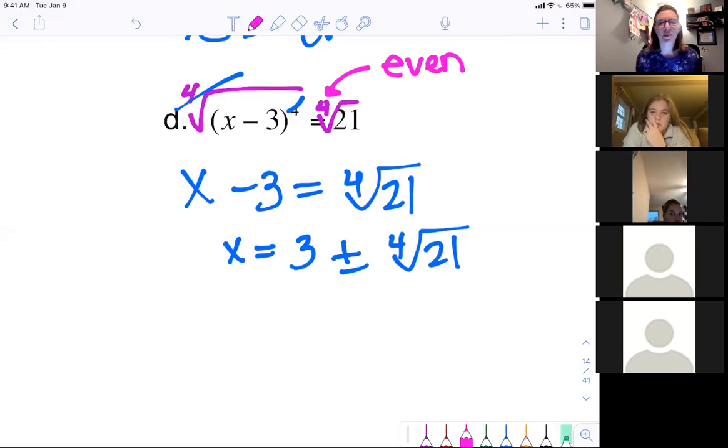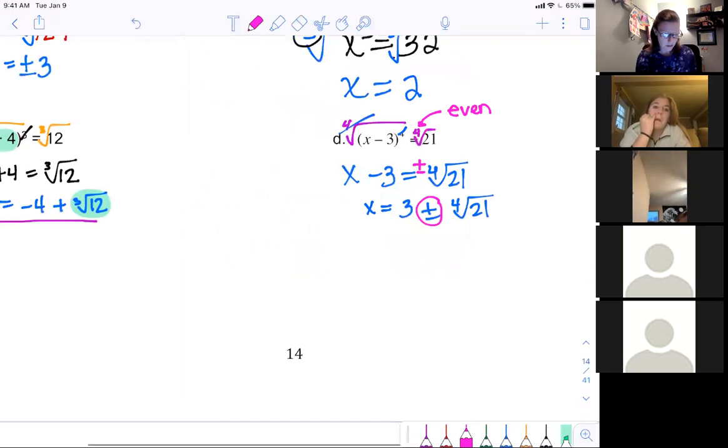We did write plus or minus because a square root is an even exponent and a 4th root is an even exponent. And whenever it's even, a positive and a positive make a positive number, but a negative and a negative also multiply to be a positive number. So anytime it's an even root, we need to remember that plus or minus.